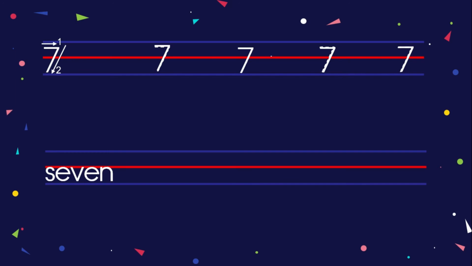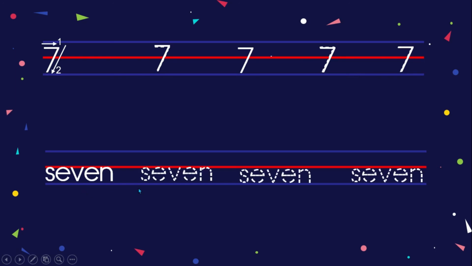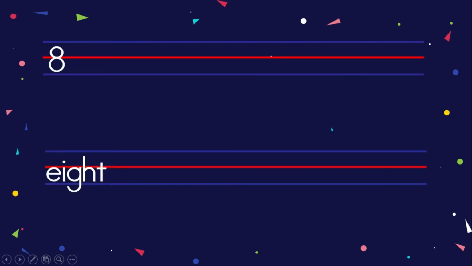Okay? So, for the number word 7 naman, it's spelled as S-E-V-E-N. So, we're just going to write the letters S-E-V-E-N. Okay? So, let's trace these broken lines again. S-E-V-E-N. Okay? Very good.